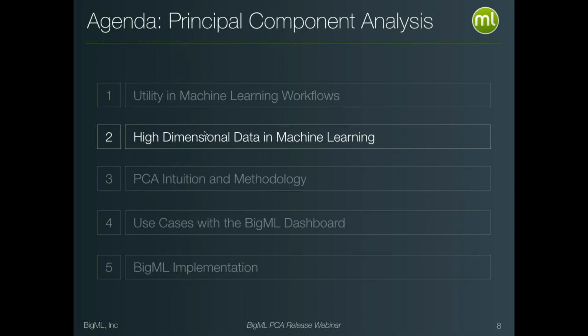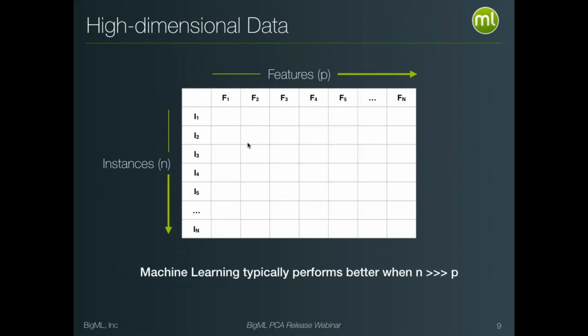So I want to talk now about what are some of the problems of high-dimensional data in machine learning and why PCA is useful to combat this. So what do I mean by high-dimensional data? Typically, when you talk about the machine learning ready format of a data set that's structured into rows and columns, where your rows are your instances or your observations or examples of your data set, and your columns are your features or your fields or your variables. So these words can be used fairly interchangeably, and I might refer to them by different names throughout the presentation.